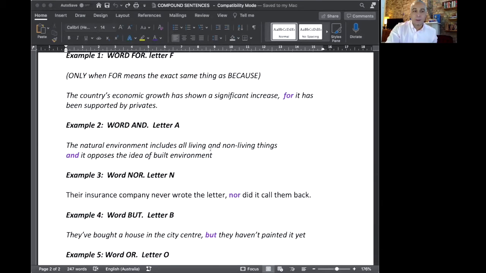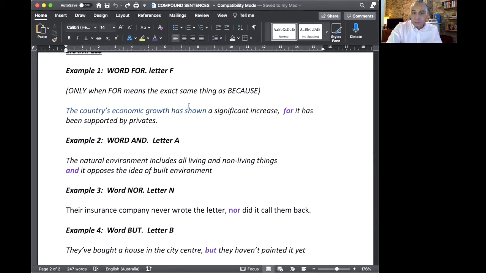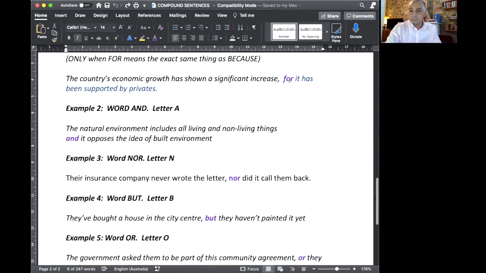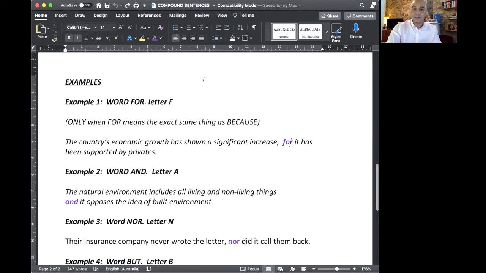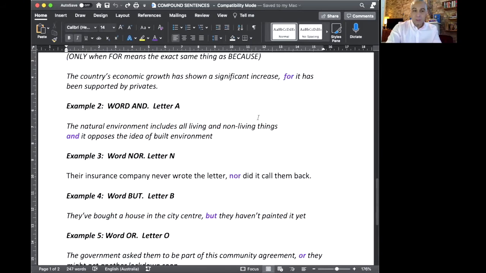Example number 1, with the word for, letter F. The country's economic growth has shown a significant increase. That is one idea, a complete thought, and it is separated by a comma. Then you have another complete idea, thought. It has been supported by privates. That is again for, and that is the first of FANBOY.